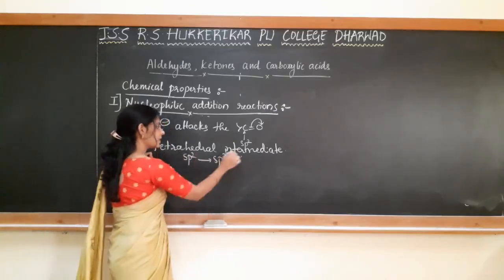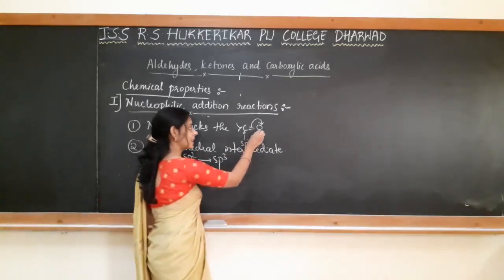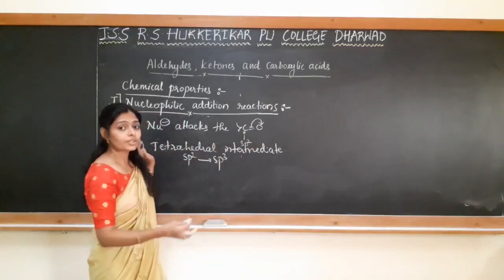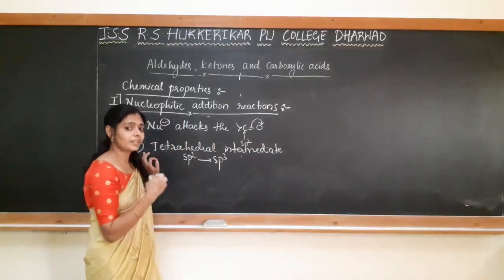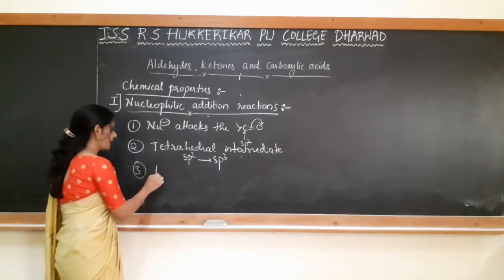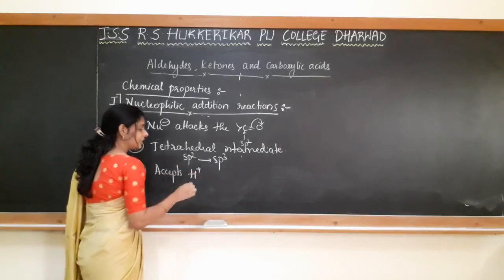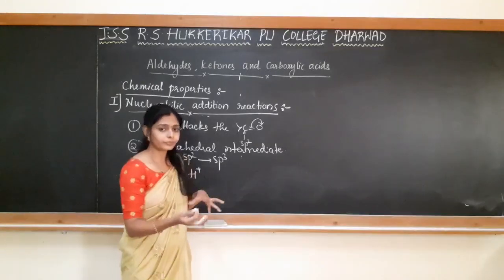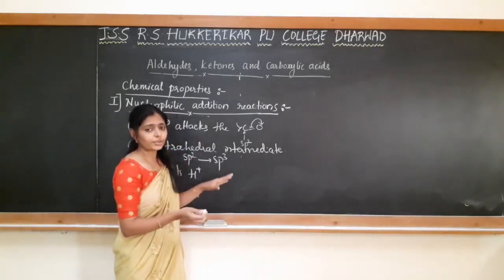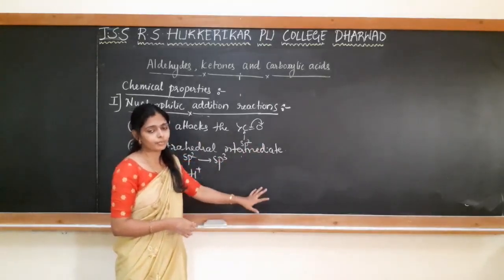Whatever intermediate is formed, it is not yet stable. There is a negative charge still on the oxygen, which is neutralized by accepting a proton. That takes place in the third stage. That is, the tetrahedral intermediate accepts a proton either from the solvent medium or from the reagent, so that the stable final compound is formed.